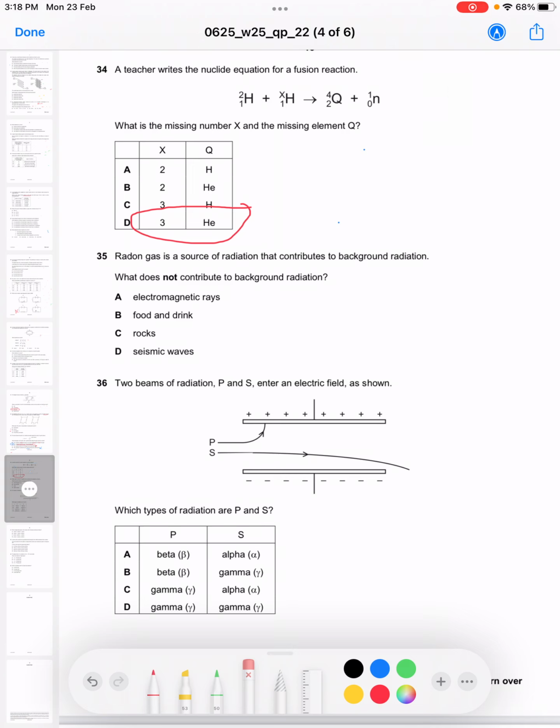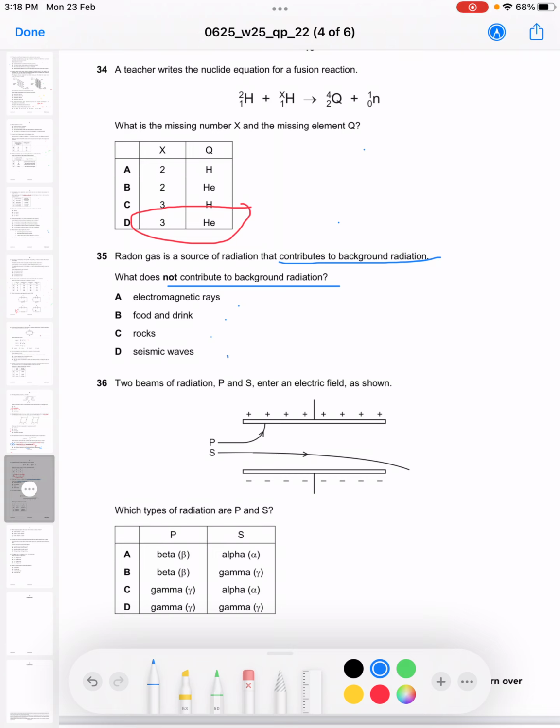Now come to question number 35. Radon gas is a source of radiation that contributes to the background radiation. Which does not contribute to the background radiation? Electromagnetic rays, food and drinks, rocks, seismic waves.